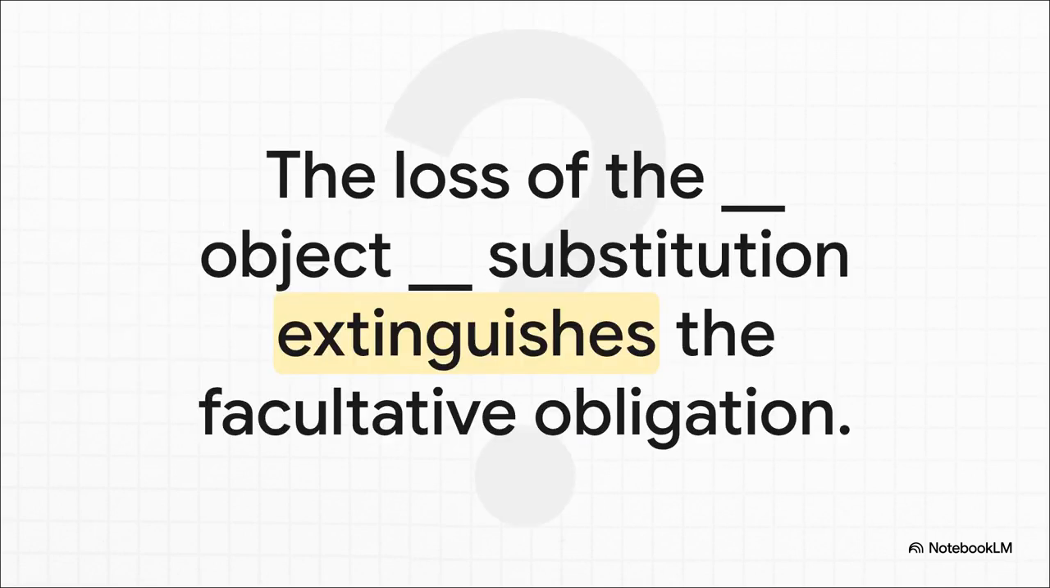All right, time to put what you've learned to the test. Look at this sentence and fill in those blanks. I'll give you a second to think. The correct answer is B. The loss of the principal object before substitution is what extinguishes a facultative obligation, assuming it's a fortuitous event.